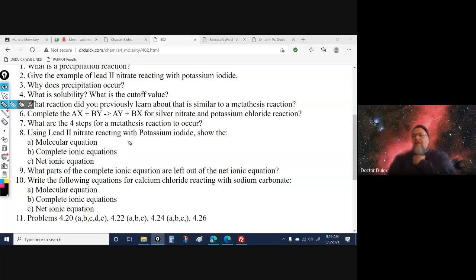Remember all the crap I put on you as far as learning naming? So I should say lead-2 nitrate, I automatically know it's going to be Pb, NO3 twice, plus potassium iodide, which is KI, yields PbI2 plus KNO3.